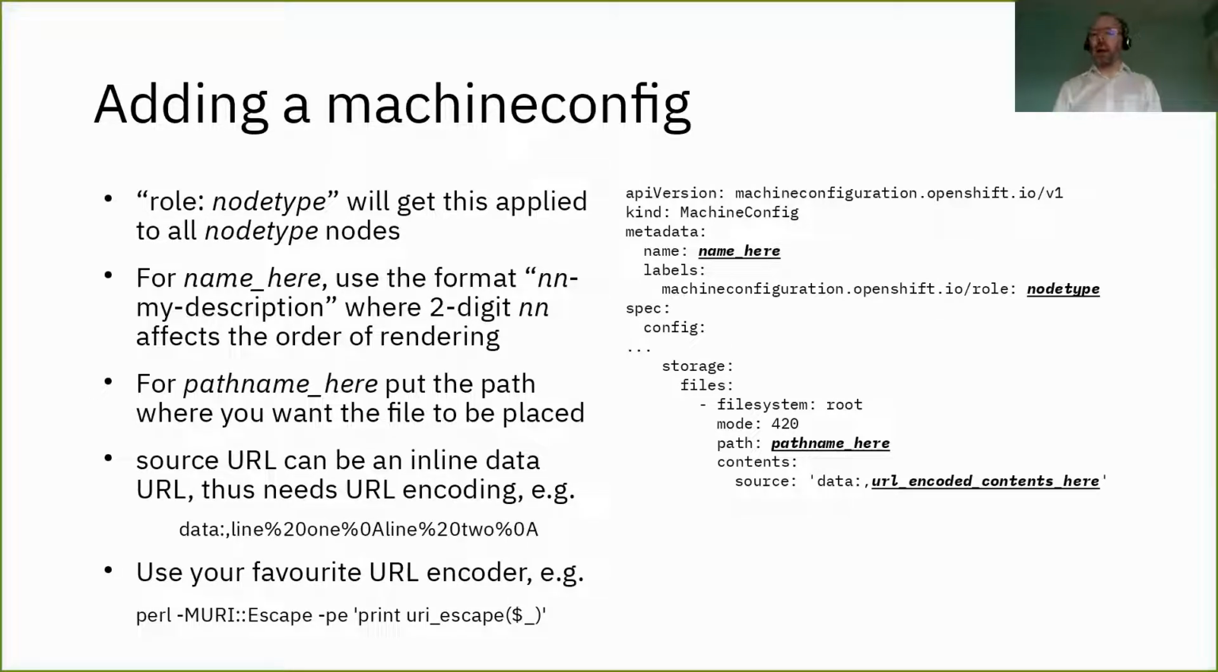Now, because it's a URL, if it's binary data, you need to URL encode it and do that however you like. There's an example there with a Perl one-liner, there's Python one-liners and utilities, but however you do it, it's the usual one where you've got the percent and the 2 hex numbers to encode all of these things.